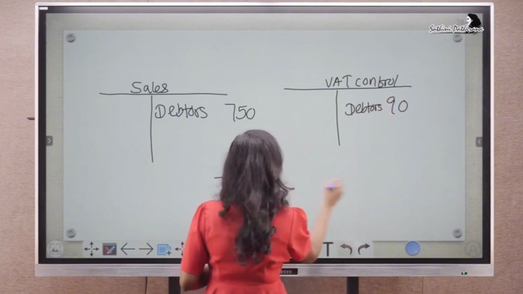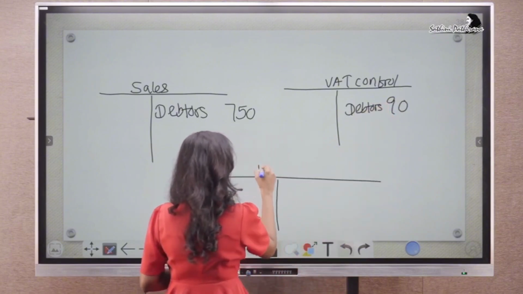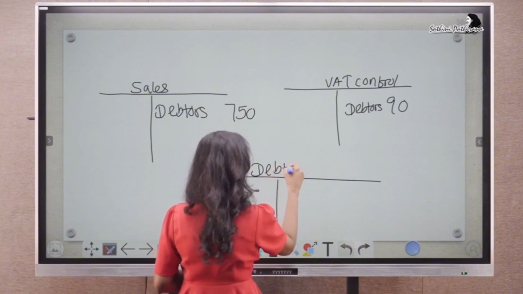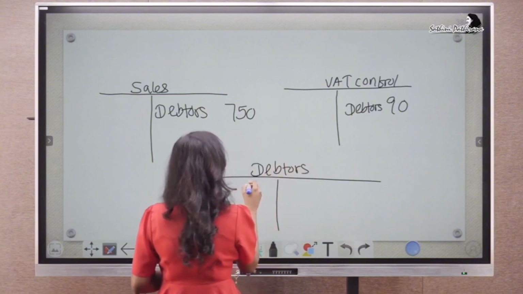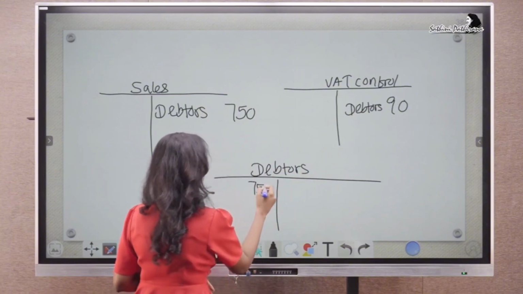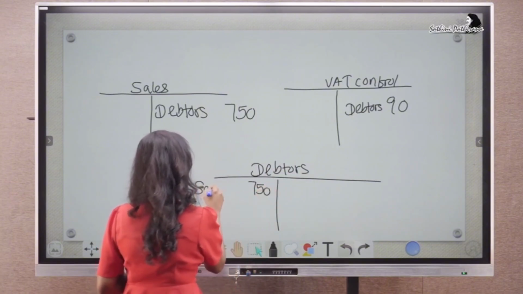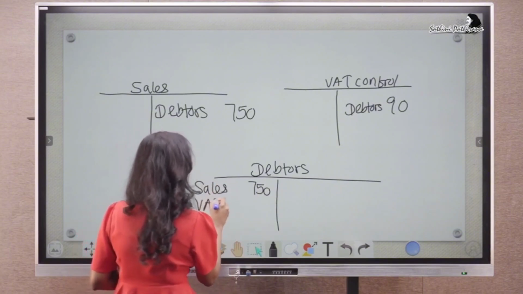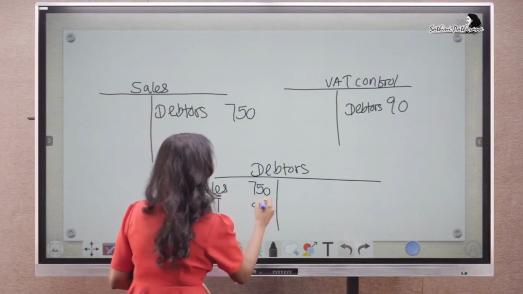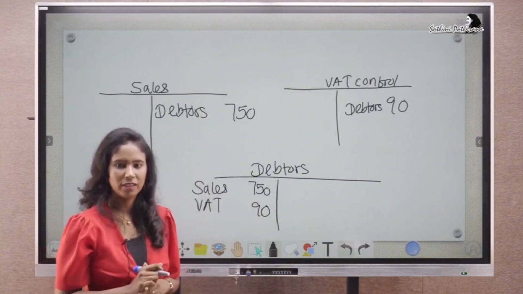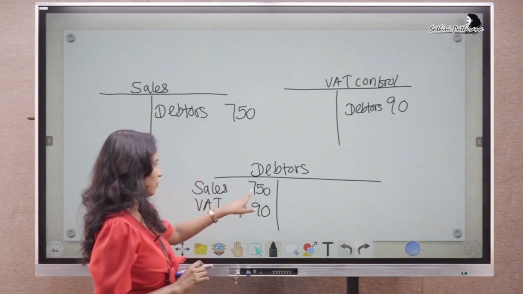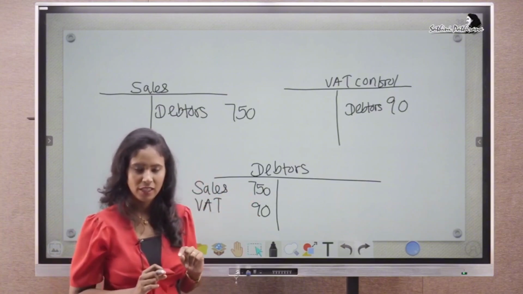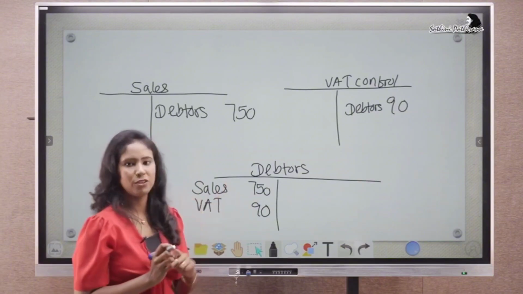Then if we prepare the debtors account, 750 is sales, and again VAT is 90. This is how you should write. You should collect 750 as your sales income and again 90 as your VAT.